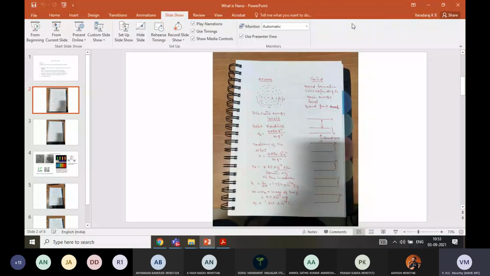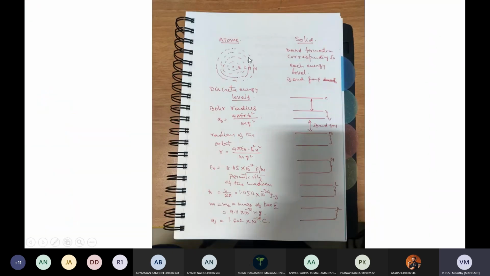Atoms have discrete energy levels. The first energy level is basically a spherical shape, and the radius of the first orbital, n equal to 1, is called the Bohr radius. We'll talk about it later.